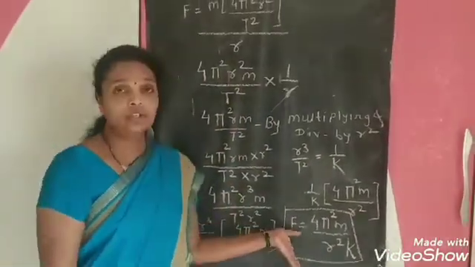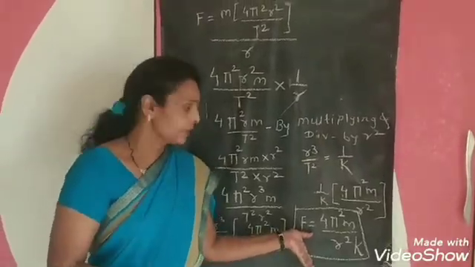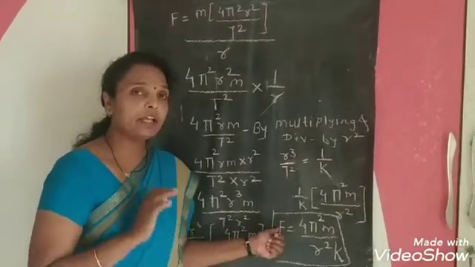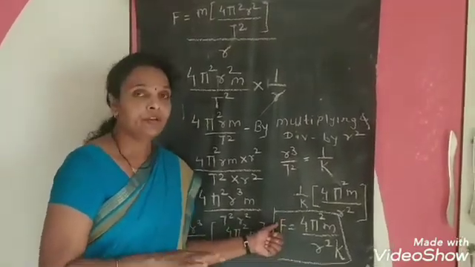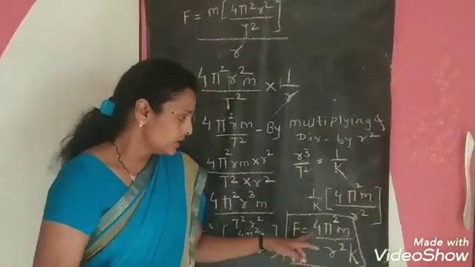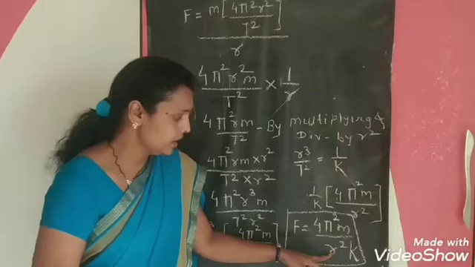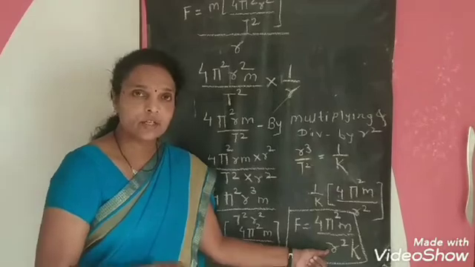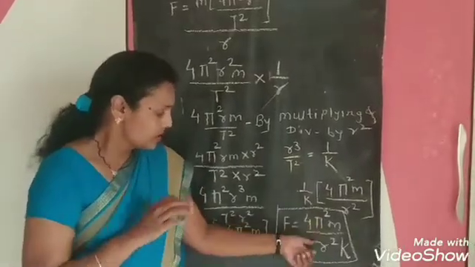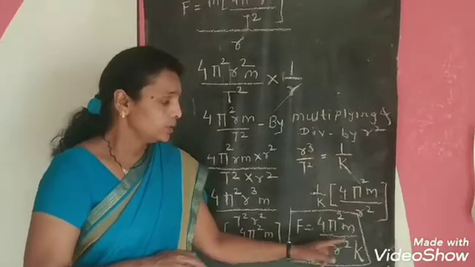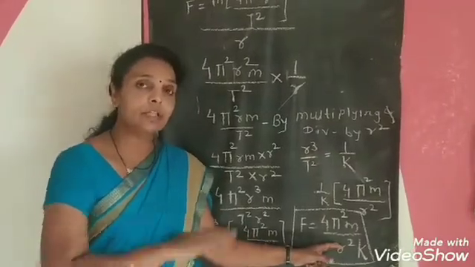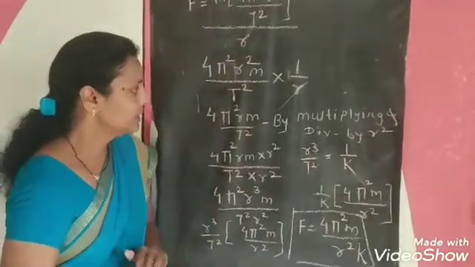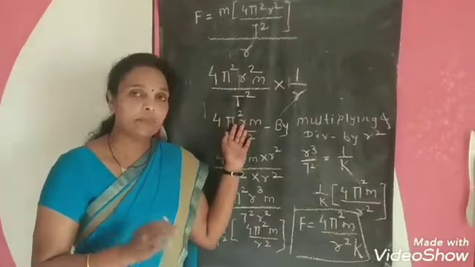Now from this equation, Newton concluded that the force acting on any object or a planet for circular motion is inversely proportional to the square of the distance. R means distance. So force is inversely proportional to the square of the distance between the planet and the sun. So here today we finish the derivation of centripetal force.